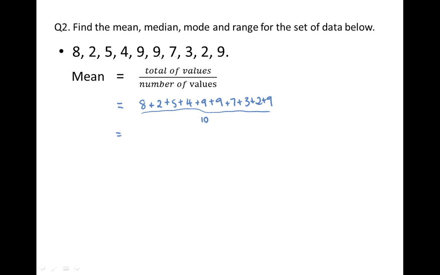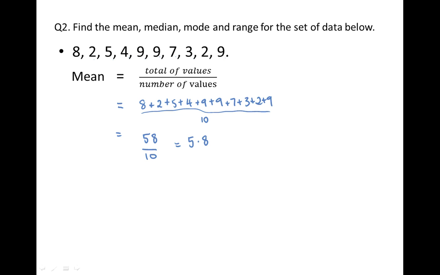Alright, so you can grab your calculator and add up the top values if you like. You could probably do it in your head, but in this case we've got 58, and we're going to be dividing that by 10. We probably don't really need our calculator to work out 58 divided by 10, because we should know that that's equal to 5.8. Remember, when we're dividing by 10 we move the decimal point one place to the left. So there is our mean, or our average as we like to call it.